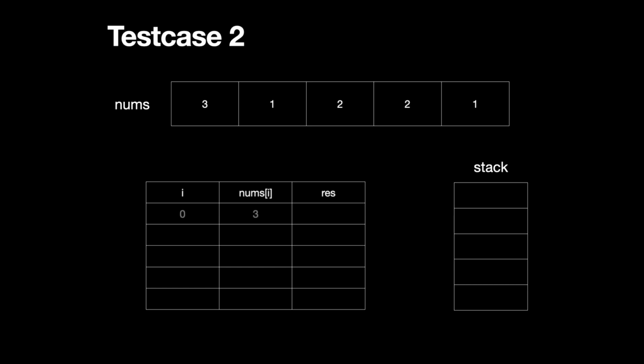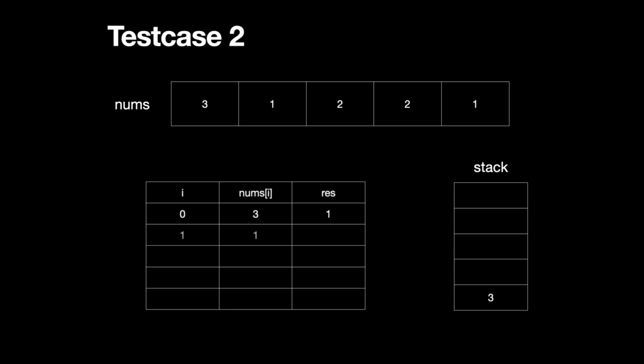So the first value of the nums array is 3. Currently the stack is empty, so we'll need to put that value on the stack. We'll put 3 in the stack, and for that we'll need at least one operation to make that element 0. Therefore the result is 1.